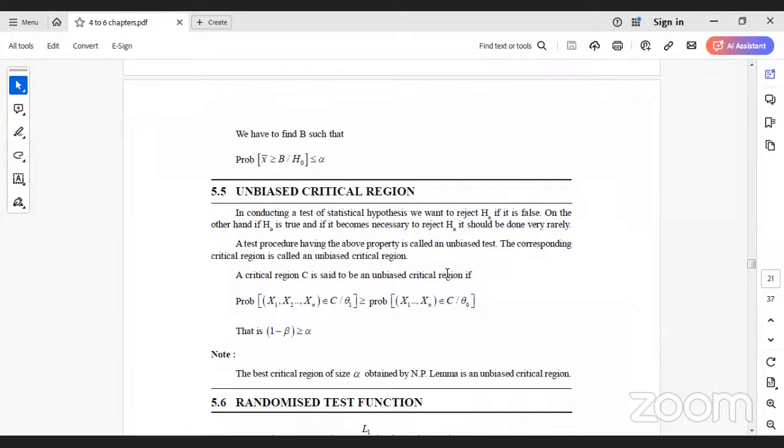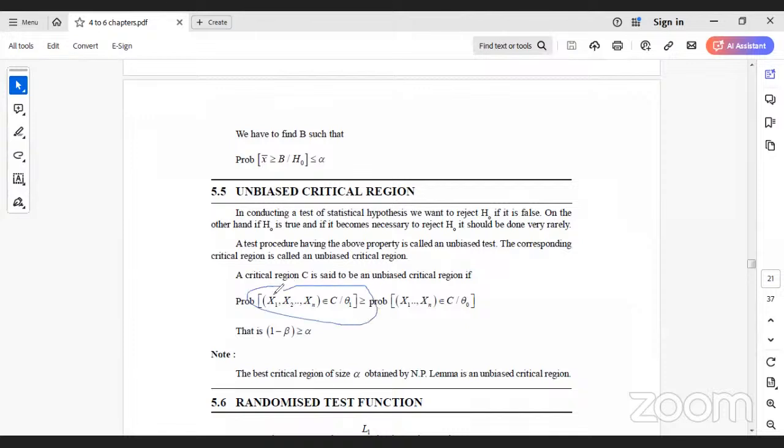So a test procedure having the above property is called an unbiased test. The corresponding critical region is called an unbiased critical region. A critical region C is said to be an unbiased critical region if the probability of (x1, x2, x3, and so on xn) belonging to C under theta 1 is greater than or equal to the probability of (x1, x2, x3, and so on xn) belonging to C under theta 0.